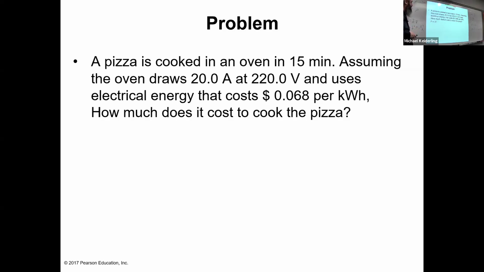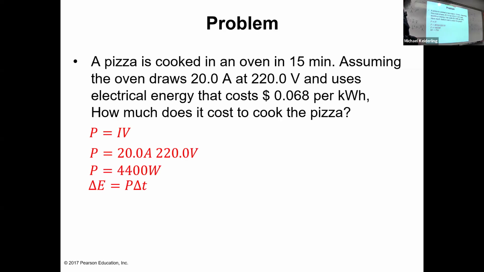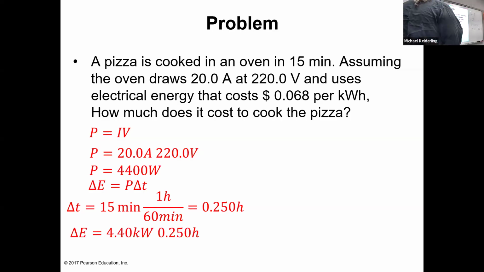So power is current times voltage. So 20 amps times 220 volts is 4,400 watts, or 4.4 kilowatts. Energy is power times time. The time is 15 minutes. With 1 hour being 60 minutes, it's 0.25 hours. So 4.4 kilowatts times 0.25 hours is 1.1 kilowatt hours.